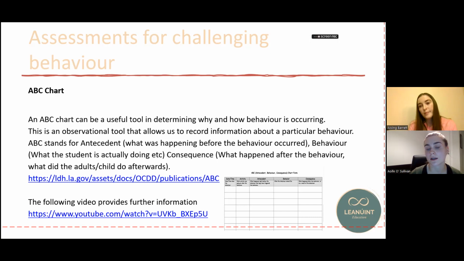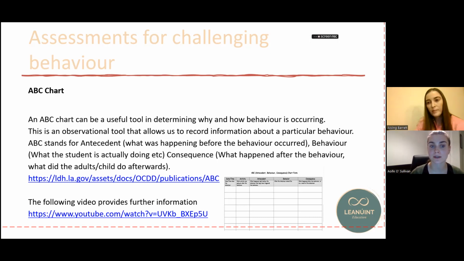The behavior is the child takes their Irish copy and throws it on the ground, and the consequence is that the teacher is speaking to them about why that behavior isn't appropriate, and therefore it actually delays the beginning of the Irish lesson, which could be a factor that's feeding into that happening every single day, because they know that if they throw the copy on the ground and I suppose have a tantrum of sorts, that it's going to delay the Irish lesson beginning.